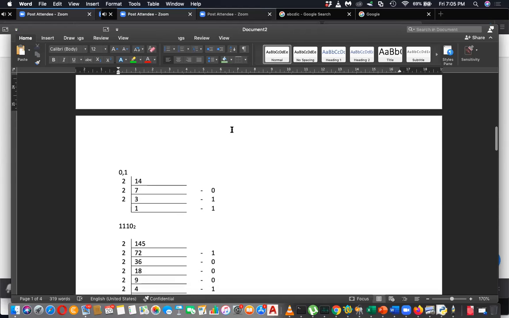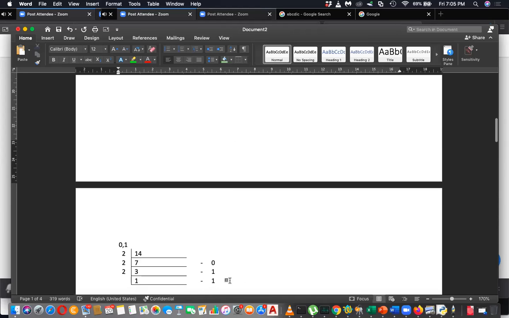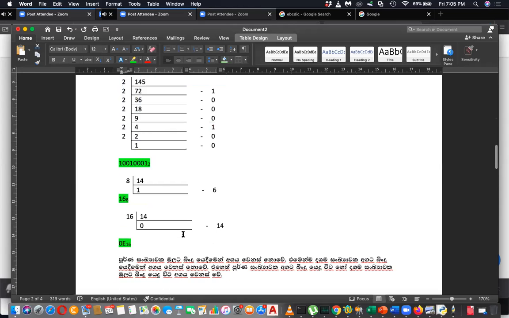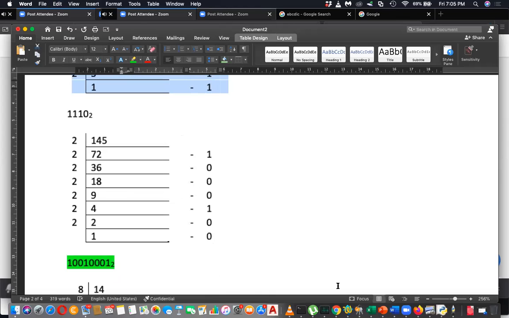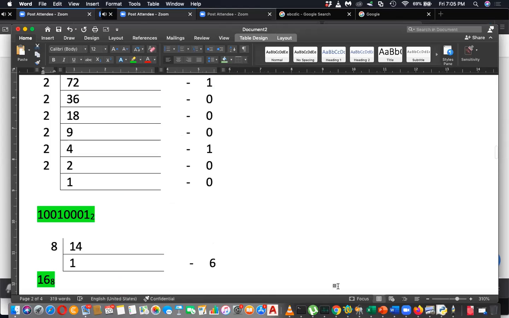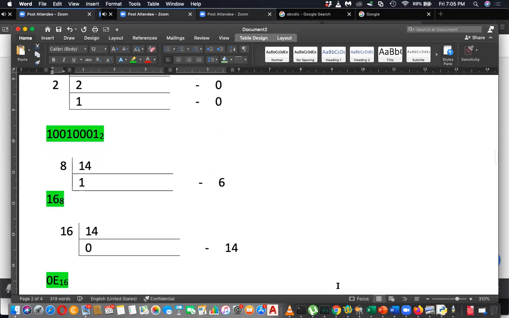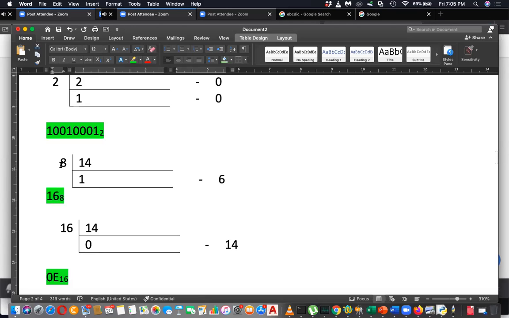Right. Okay, then, can you convert that to octal? Let's convert this to octal. So here you can see the answers. This is the octal one. 14, you divide by 8. It is 1, remainder 6. So 1 remainder 6 means it is 16.